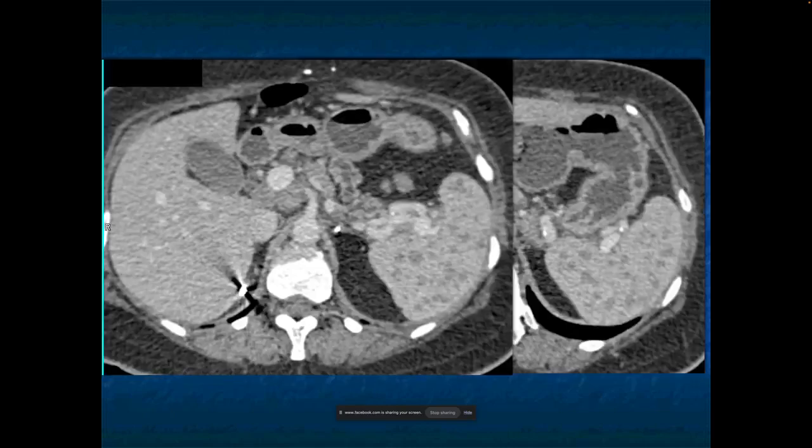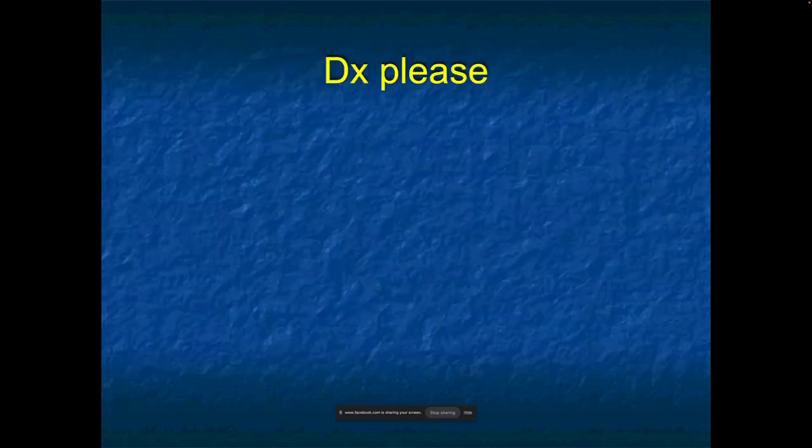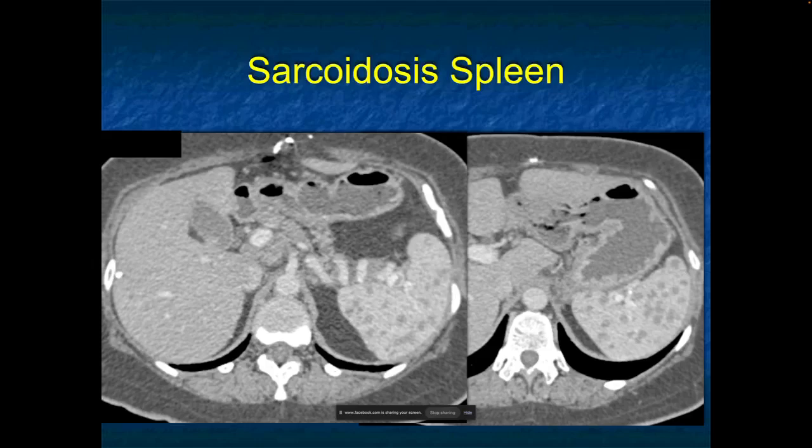And that's where the diagnosis of sarcoid comes in. You could look at the history, perhaps there's something in the chest, perhaps the patient has known sarcoid. Again, liver may or may not be involved. Just a really good example of sarcoidosis of the spleen.